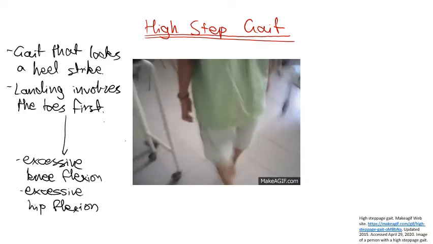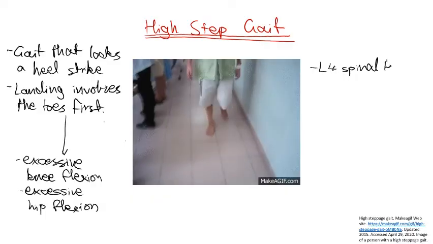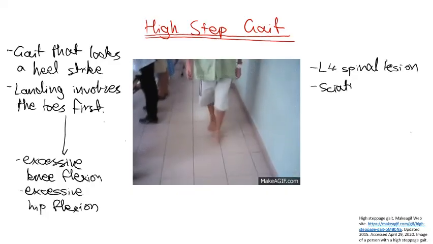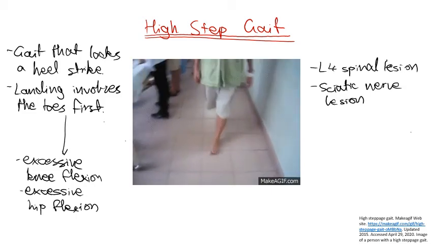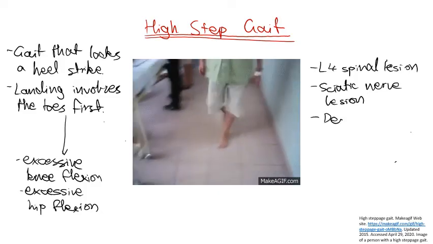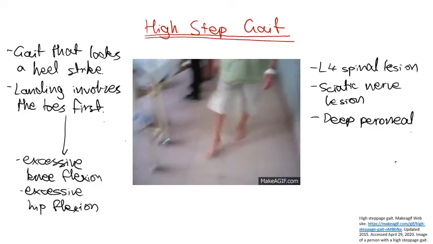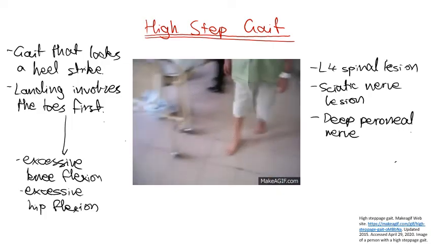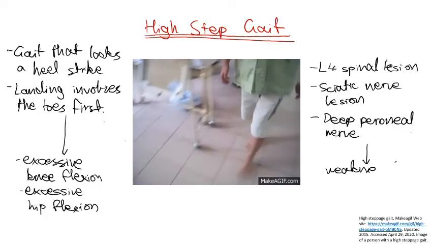This can be due to an L4 spinal lesion, or it could be due to a sciatic nerve lesion or damage, or even locally it can be due to damage to the deep peroneal nerve, which is the nerve that supplies the anterior compartment of the leg. And eventually, all of these injuries can cause weakness of the dorsiflexor muscles.